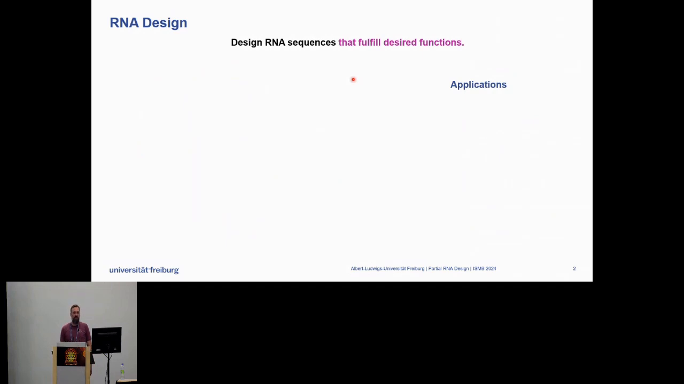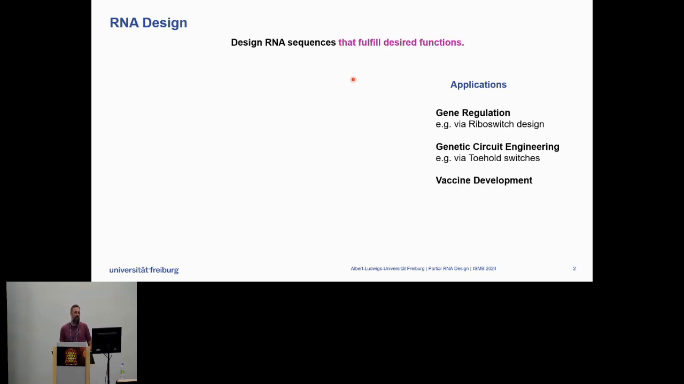On the one hand, we have our desired functions, which are typically connected to a certain application we have in mind. For example, we might want to regulate a certain gene, and we can do that by designing a riboswitch construct that triggers activation of the gene. Or we might want to design some genetic circuits, and we can do that by using toehold switches, for example, that can be used to define logic gates. And also the development of mRNA vaccines can be translated into a design problem where we might want to optimize the transcription or translation rates of our vaccines. And there are many more applications.